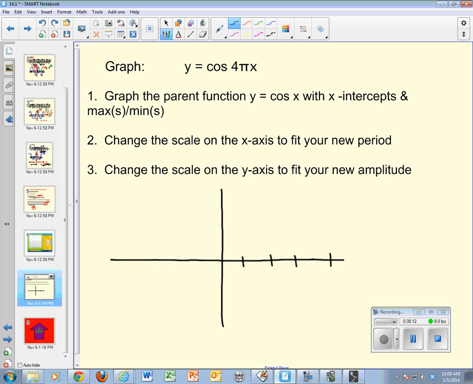That's going to give us all of our important parts, our x-intercepts, our max, our min. We're going to do the same thing on the other side. And then I'm just going to make 1 tick mark on the positive and 1 on the negative for the y-axis.